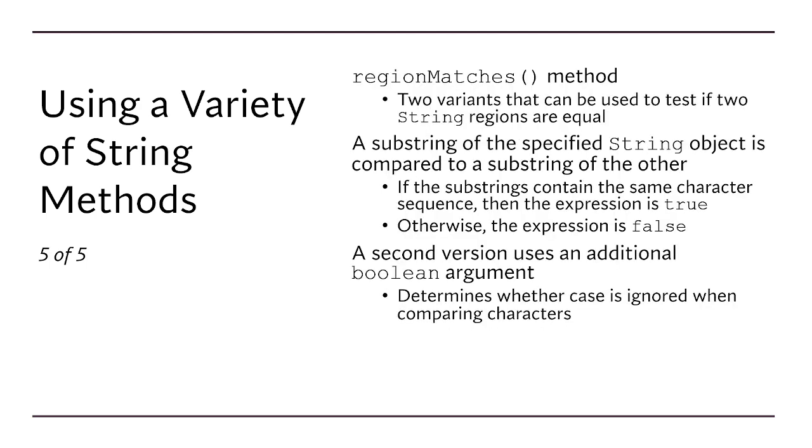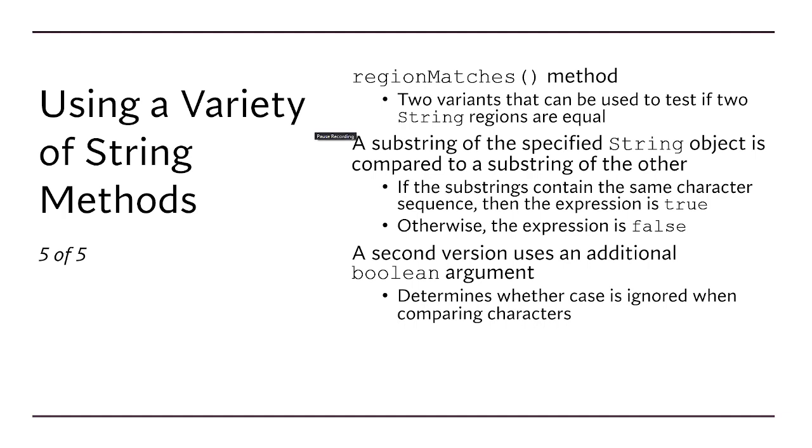regionMatches asks if two regions within a string are equal. A substring is compared to the substring of the other. If the substrings contain exactly the same character sequence, you get a true, otherwise you get a false. A second version uses a Boolean argument that ignores case when comparing characters. Let's step into some code and see some of these methods at work.